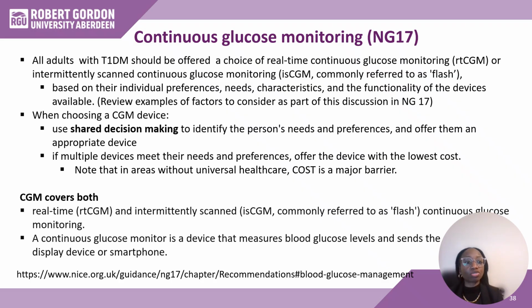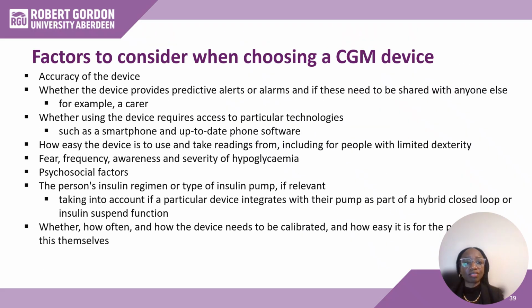So continuous glucose monitoring covers both real-time and intermittently scanned continuous glucose monitoring. A continuous glucose monitor is a device that measures blood glucose levels and sends these results to a display device or a smartphone. So now with technology, this has all been integrated, and it's really good that even some patients get to share these results with their diabetes team. That way they can monitor them much more closely. Again, there's a link to the NICE NG17.